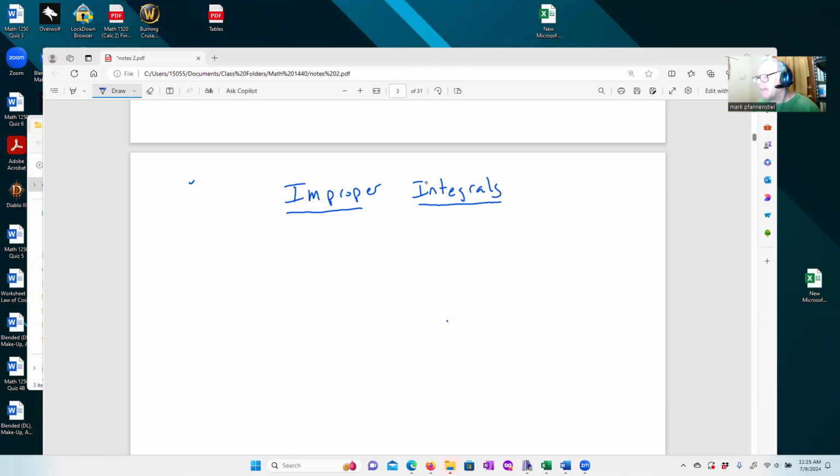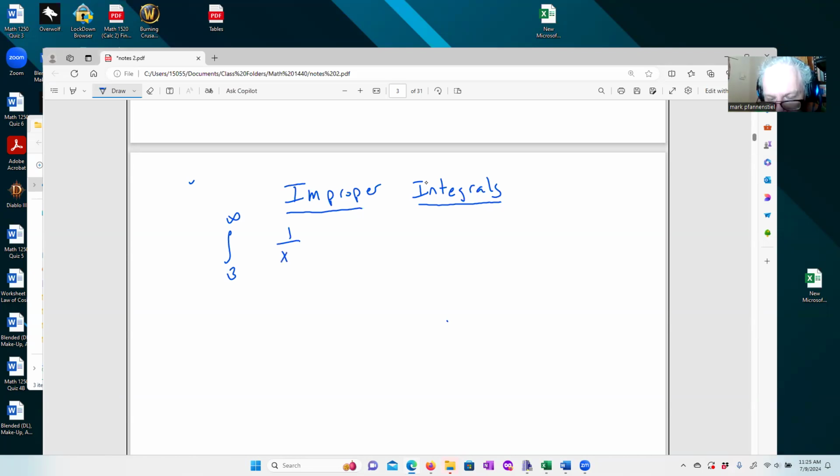Okay, and I think the best way to start this is with an example. So the idea of an improper integral, say we have the integral from 3 off to infinity of 1 over x plus 1 cubed.